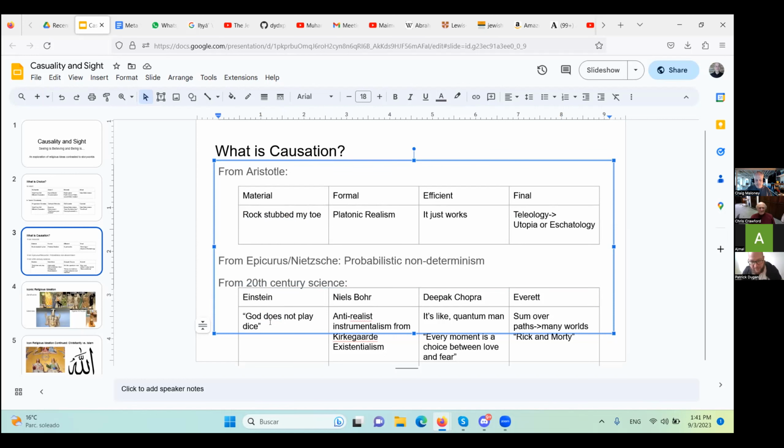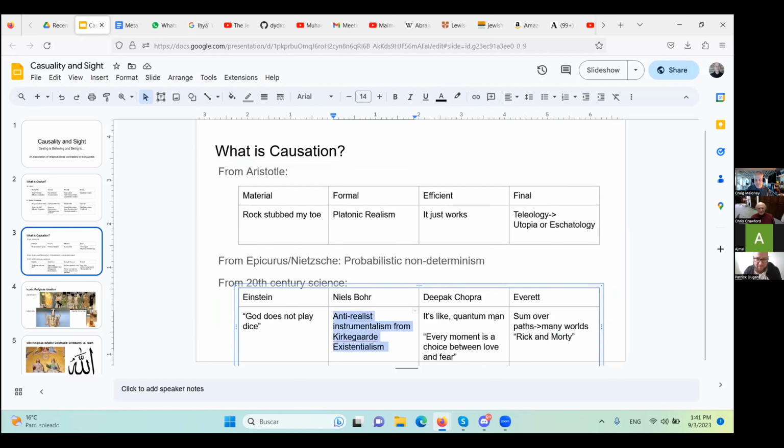Einstein said God does not play dice in his rebuke of quantum physics. Niels Bohr was kind of ahead. He really liked Kierkegaard, who had this similar kind of sickness unto death, theological anguish about choice and fate. And Bohr called himself an anti-realist and embraced instrumentalism. So I'm not going to go too deep into that. You guys can look that up if you want some more nuance.